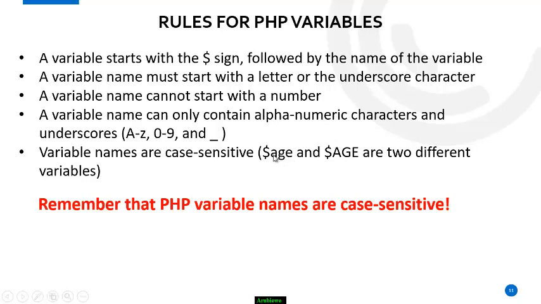In some programming languages, they can be seen as the same. Let me say in C#, this age and this age are the same. But in PHP, this age and this age are two different variables entirely. So remember that PHP variable names are case sensitive, because sometimes you will forget. It happens to everyone. It happens to me too.